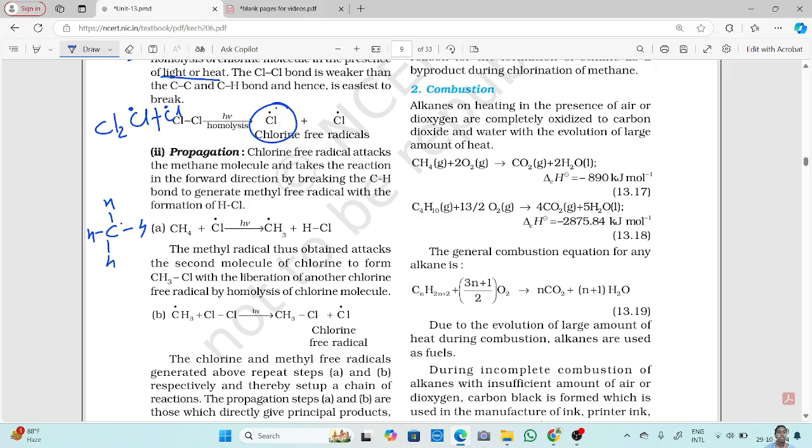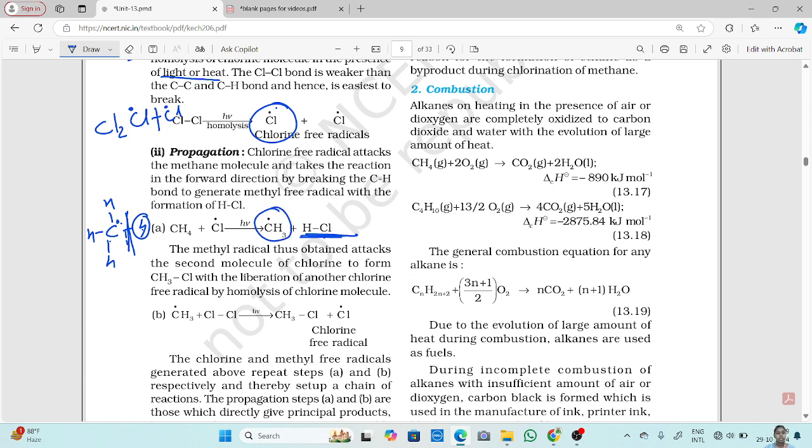One of these chlorine free radicals will come and attack one of the C-H bonds, and it will break it. Once it breaks, the Cl radical will take up this hydrogen and form HCl. The Cl free radical will come and attack this hydrogen and break this bond, forming an HCl molecule. And one of the electrons will remain with the CH3, so it will become a CH3 free radical.